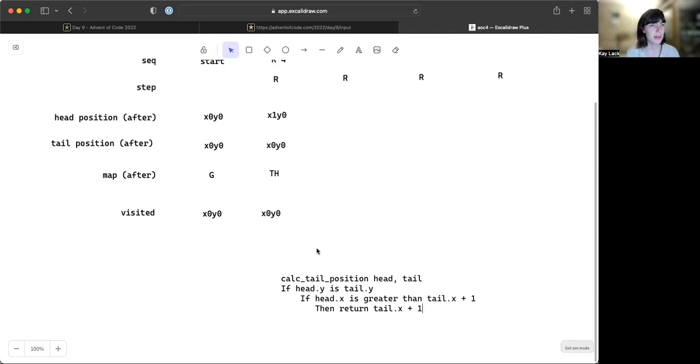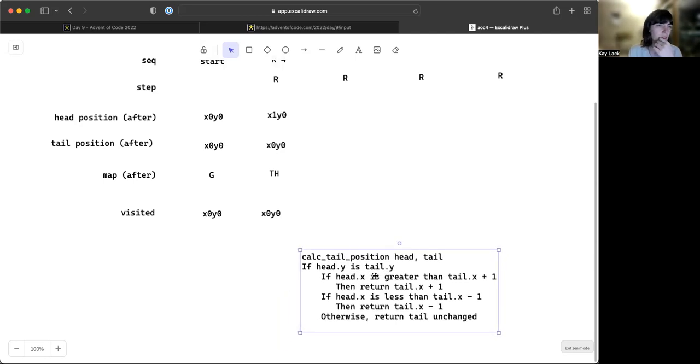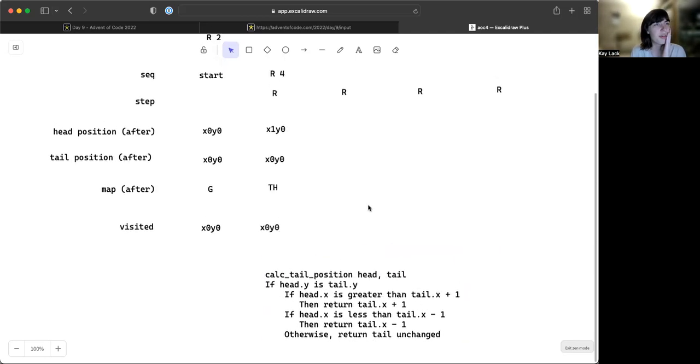But we're not doing that here. If head x is less than tail x minus 1, then return tail x minus 1. Otherwise, return tail unchanged. Okay, so does this solve this step?